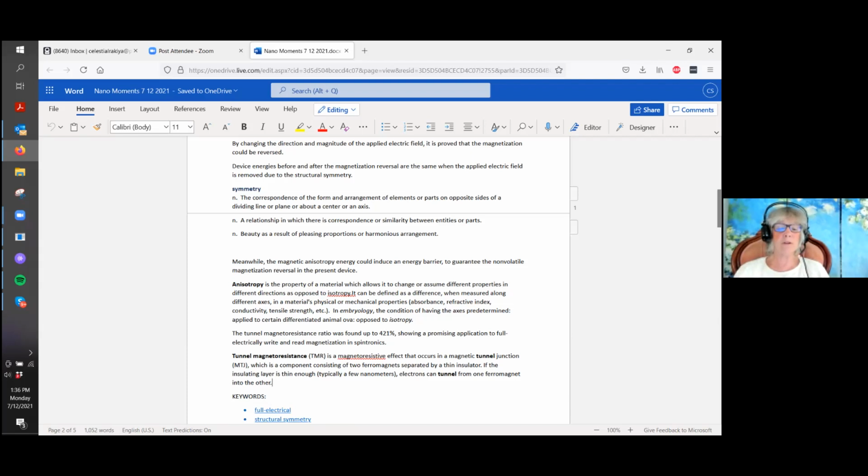So what is tunnel magnetoresistance, or TMR? It is a magnetoresistance effect that occurs in a magnetic tunnel junction, or MTJ, which is a component consisting of two ferromagnets separated by a thin insulator. If the insulating layer is thin enough, typically a few nanometers, electrons can tunnel from one ferromagnet into the other.